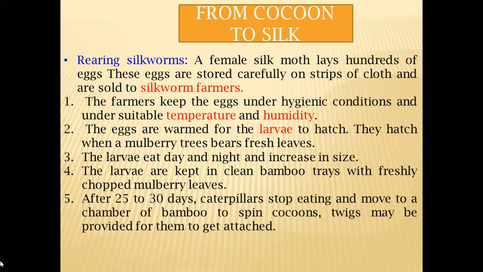The larvae, better known as caterpillars, hatch when a mulberry tree bears fresh leaves. When a mulberry tree grows and is bearing very fresh leaves, at that time the larvae hatch. These larvae eat day and night and increase enormously in size. They are very tiny when they first hatch, and they eat day and night, and after 20 to 35 days you can see they are so big.